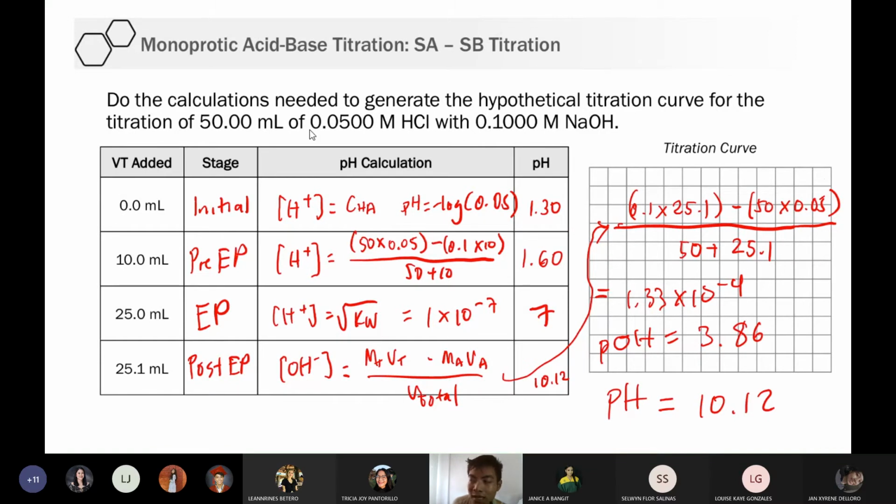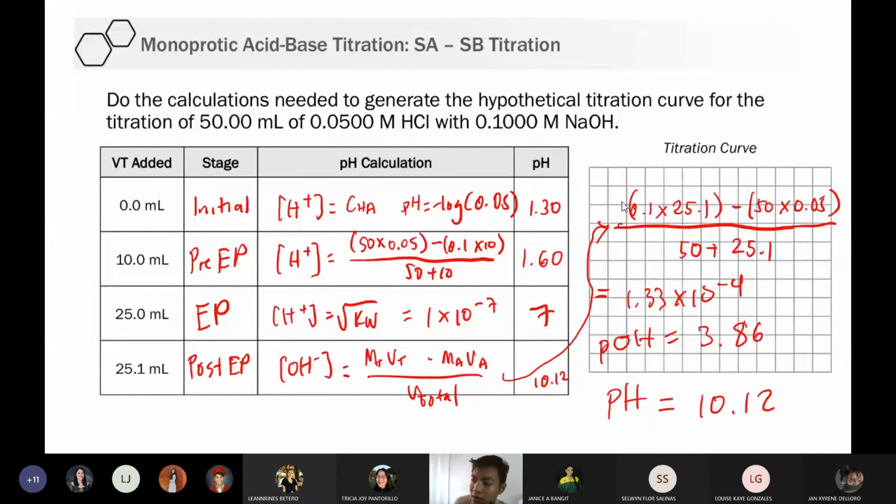Again, check nyo ha, yung analyte hindi yan nagbabago. 50 ml pati 0.05 molar pa rin yan. Hindi yan magbabago. Ano yung nagbabago? Yung titrant lang. Okay? Yung analyte, hindi. Baka isipin nyo, paulit-ulit ba talaga yan? Opo, paulit-ulit talaga siya, kasi analyte siya. Mapapansin nyo yung titrant lang, yung volume ng titrant, yung nagbabago.